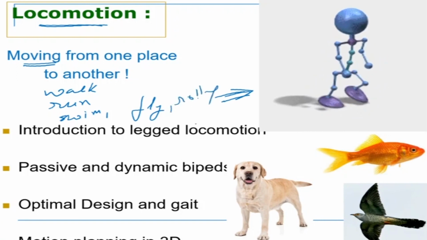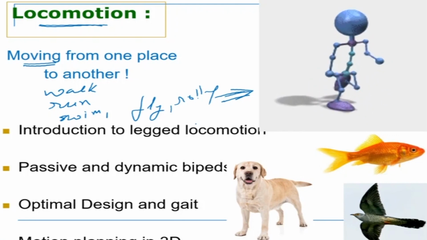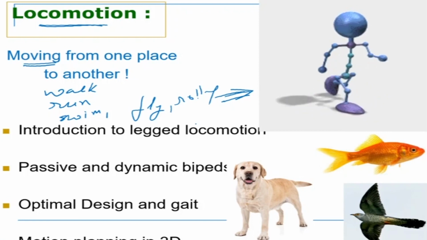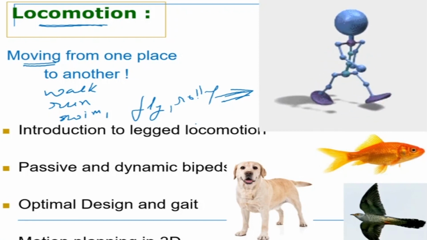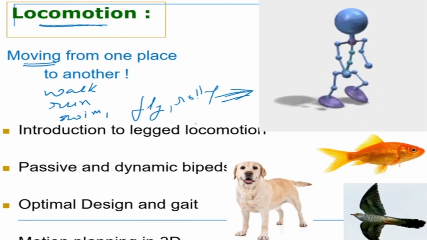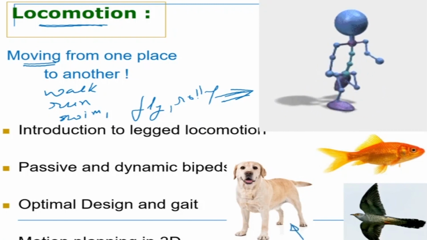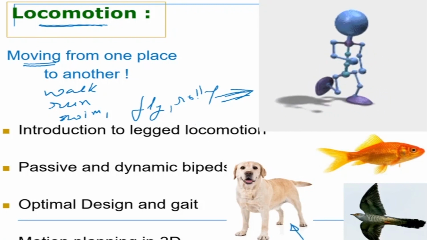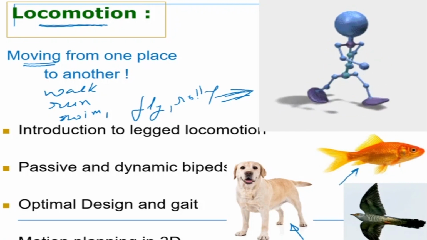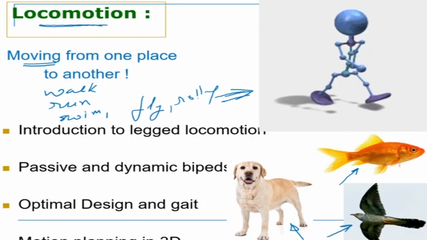Here we'll first look at an introduction to legged locomotion. We can talk about passive and dynamic systems. Then we'll talk about optimal design and gait, and then we'll look at a little bit of motion planning in 3D. These are all examples of locomotion. There's a dog which walks or runs on 4 legs. This is a fish which is swimming. It's also locomoting, moving from one point to another. This is a bird which is also moving from one point to another by means of locomotion.